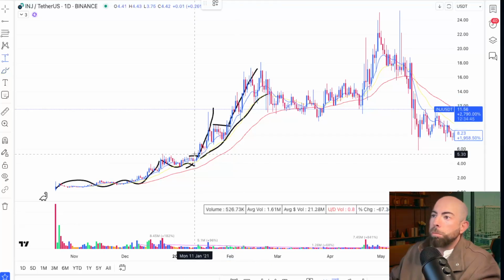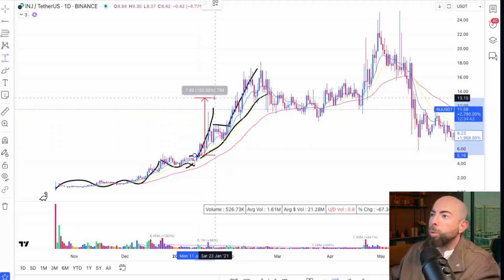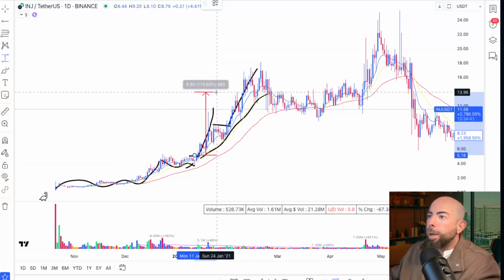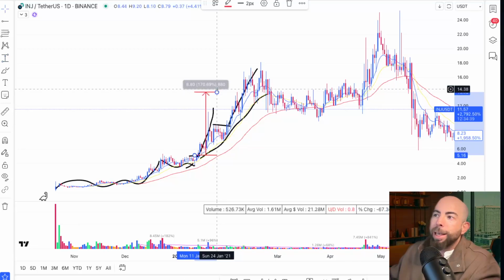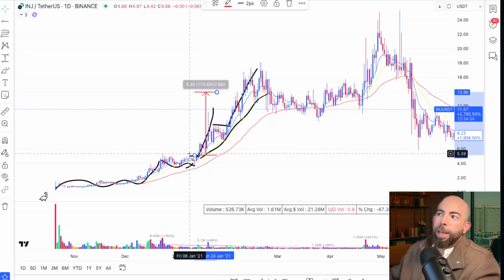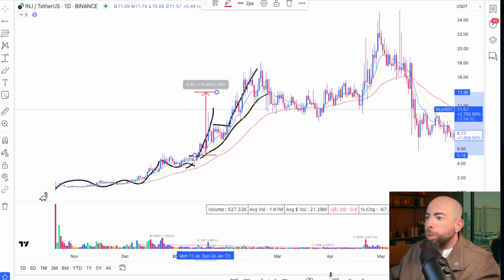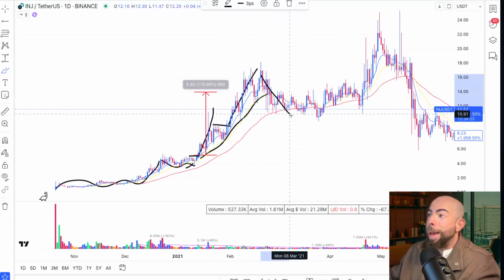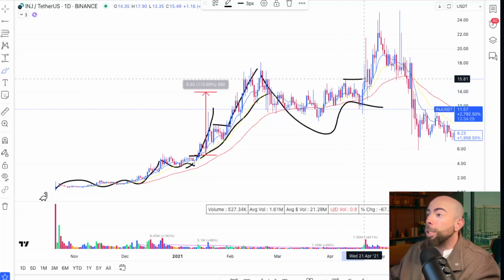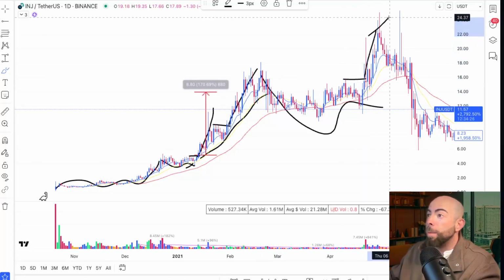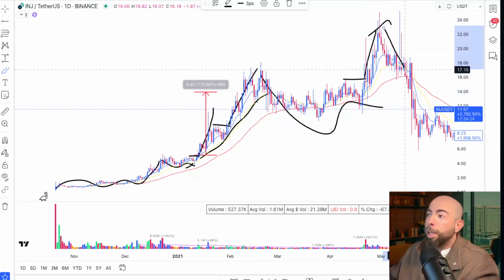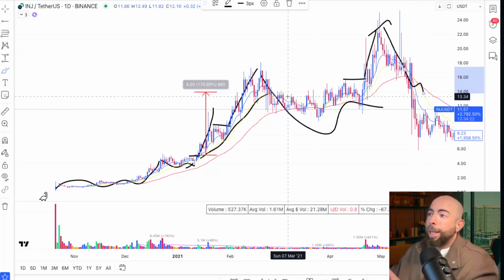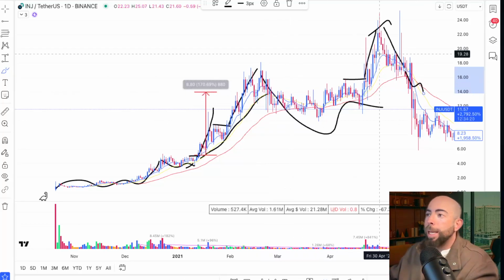Let's put a calculator on how much that would be. That would be roughly 170% in a month or so. This is stage two. Then it goes into a potential basing or stage three. Maybe you actually took a trade here and made some money, but it failed and started to go down. And in hindsight, you understood that this was a stage three.